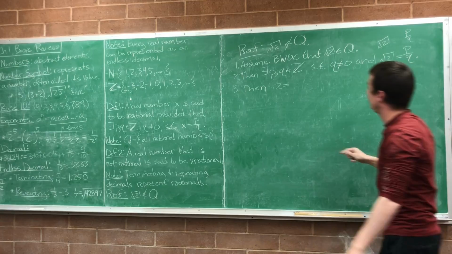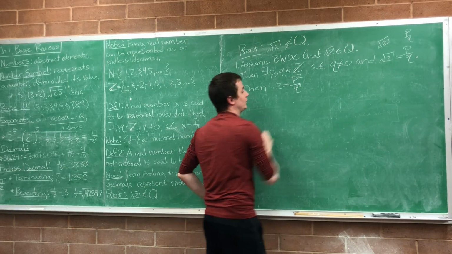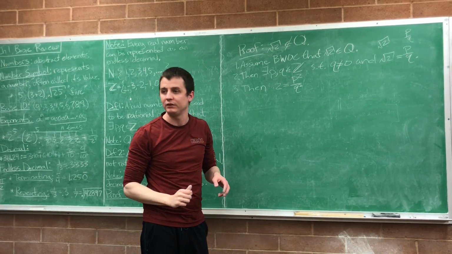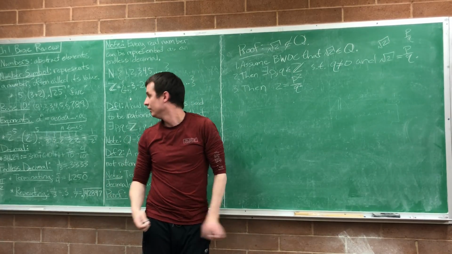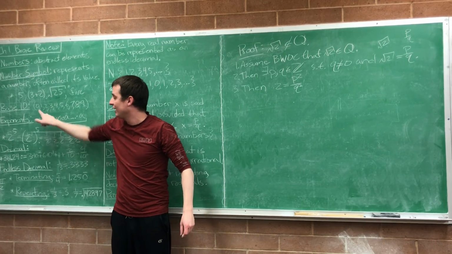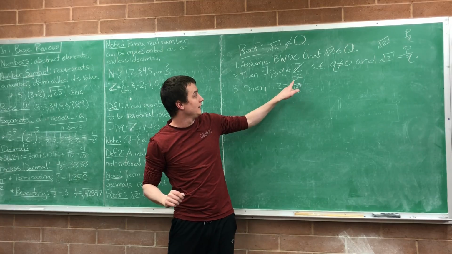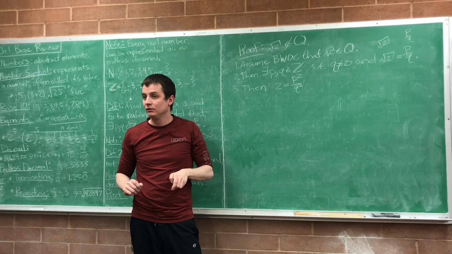P over Q times P over Q is P squared over Q squared. That's what we mean by P squared. What did I mean by P squared? I meant P times P. That's what we meant. If you have a to the n, that means a times a times a, n times. If I have P squared, that's the same thing as P times P. Yeah.